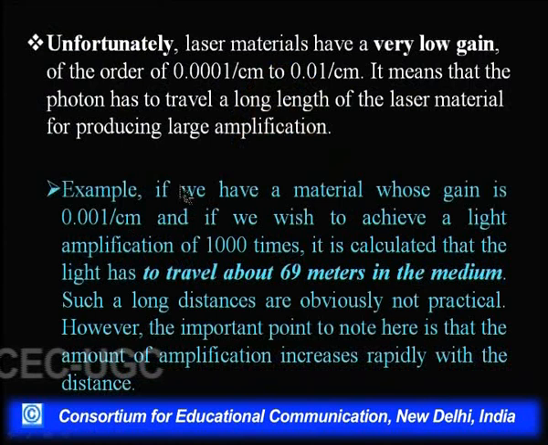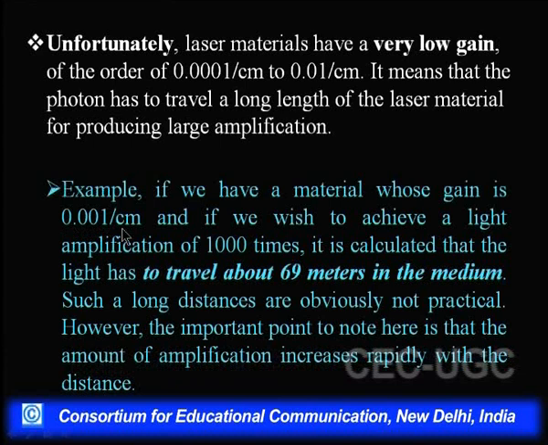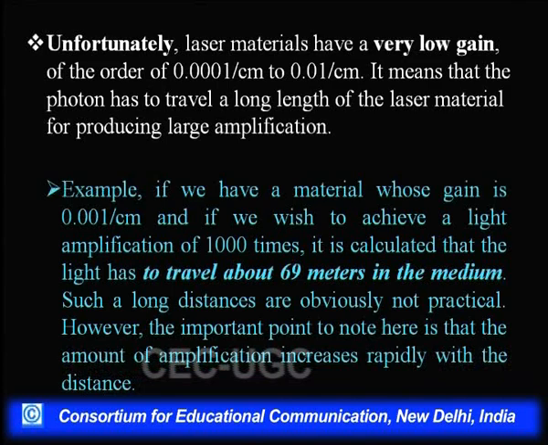For example, if we have a material whose gain is 0.001 per centimeter, and we wish to achieve a light amplification of 1000 times, it is calculated that the light has to travel about 69 meters in the medium. Such long distances are obviously not practical. However, the important point to note here is that the amount of amplification increases rapidly with the distance. As the distance increases, the amplification increases.